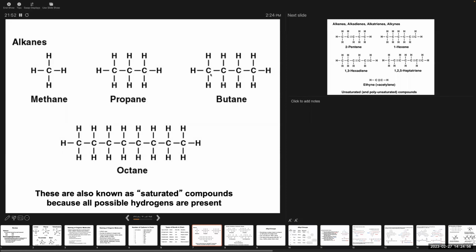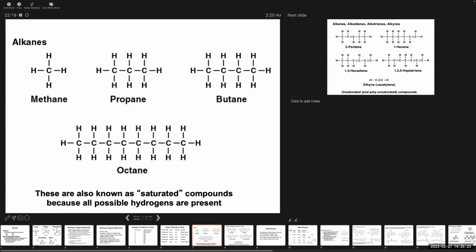The carbons on the ends would be attached to 3 hydrogens. The carbons in the middle of the chain would be attached to 2 other hydrogens. These are also known as saturated compounds, which simply means they are saturated with hydrogens. They have every possible hydrogen that they could have. Because the carbons are only single bonded to one another, all of the remaining bonds are attaching to hydrogen atoms.